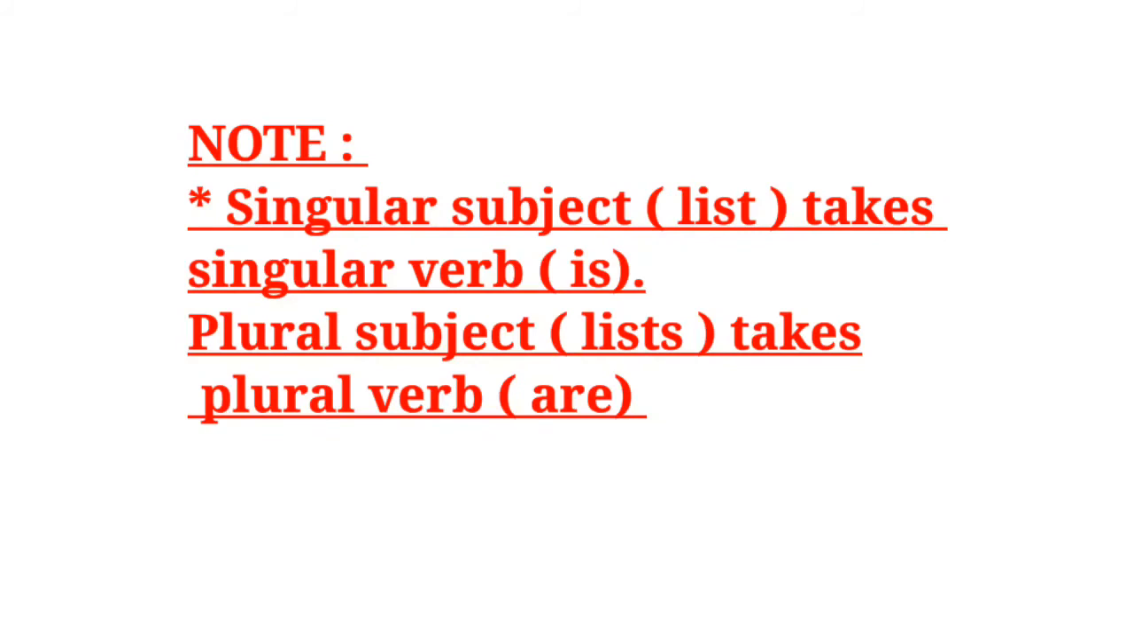So here the list is a singular subject and is is a singular verb. In a similar case, when we talk about the second example, the lists of things are quite long. Here the word lists is a plural subject and are is a plural verb. So you should remember this forever.